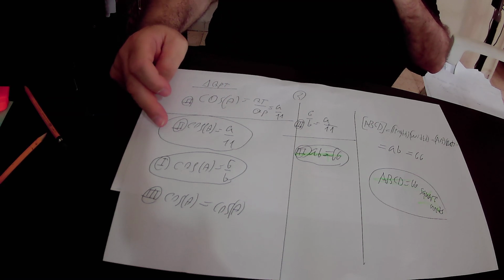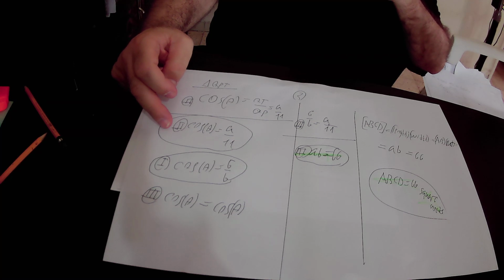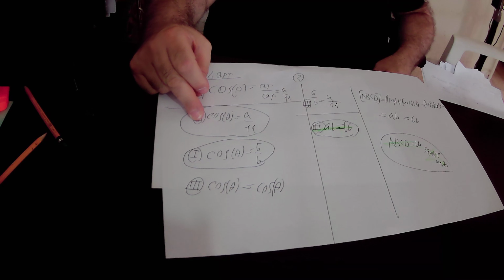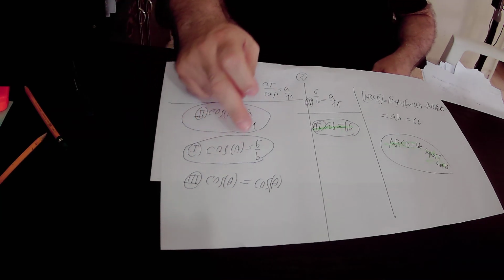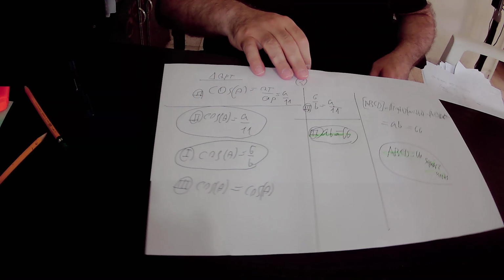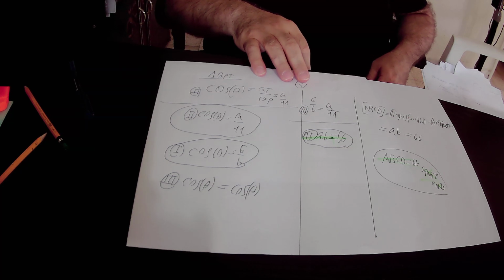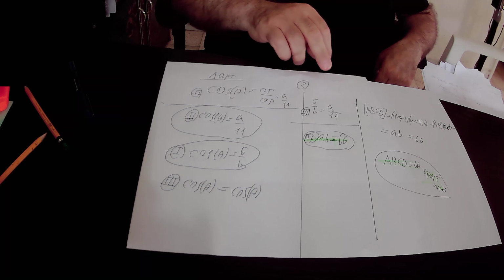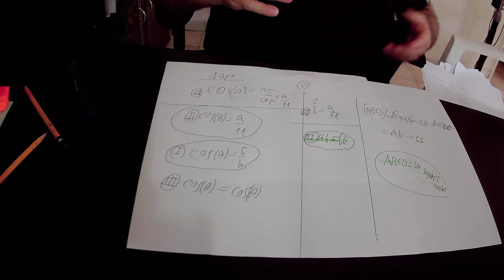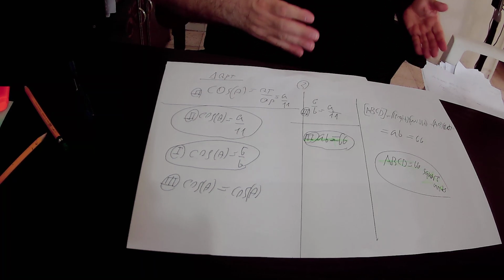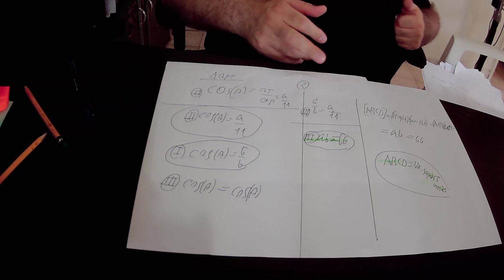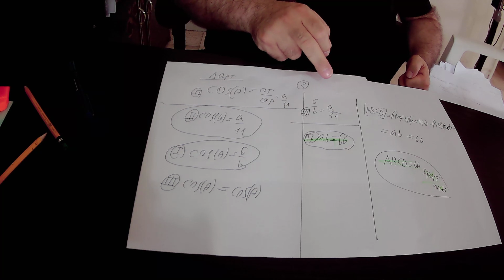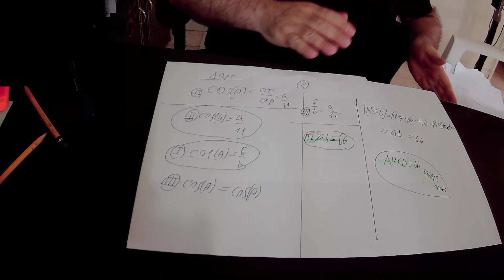So we have two different expressions for cosine theta, therefore we created equation number 3 that states that cosine theta according to equation number 1 must be equal to cosine theta according to equation number 2. Cosine theta according to equation number 1 equals 6 over B, and it must be equal to A over 11. So according to equation number 3, 6 over B equals A over 11. We cross multiply, and we find that AB equals 6 times 11, which is 66. So AB equals 66.